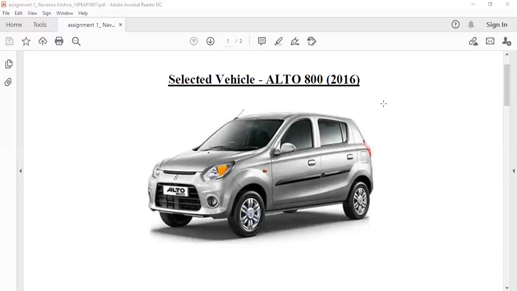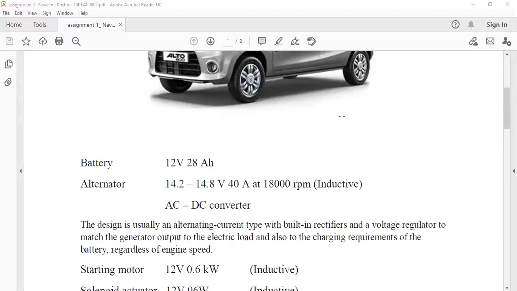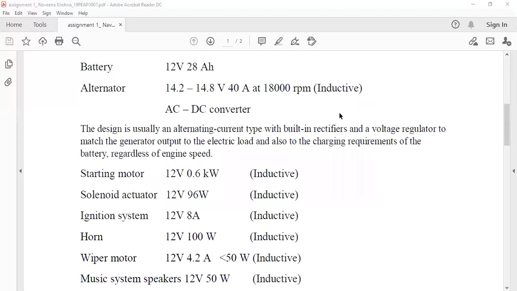Now let us see the resistive, capacitive, and inductive loads in this vehicle. First of all, the vehicle comes with a 12-volt, 28Ah battery. The alternator used is 14.2 to 14.8 volt at 40 amps that is produced at 18,000 rpm. This comes under inductive load.